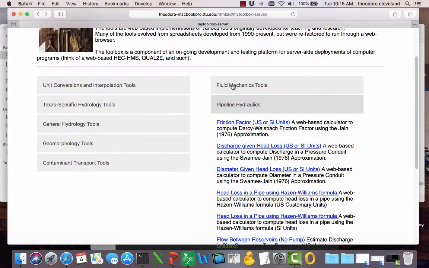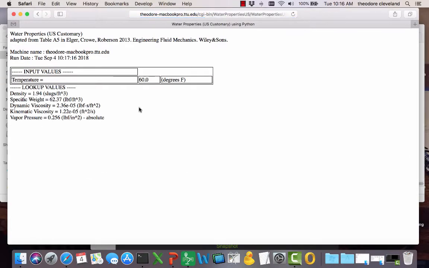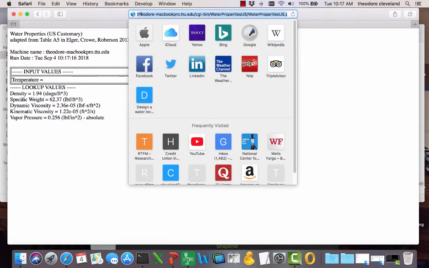We go to liquid properties US, do it at about 60 degrees. So the kinematic viscosity, I'm writing it down on the paper you can't see, is 1.22 times 10 to the minus 5 feet squared per second. And now we know the Reynolds number.